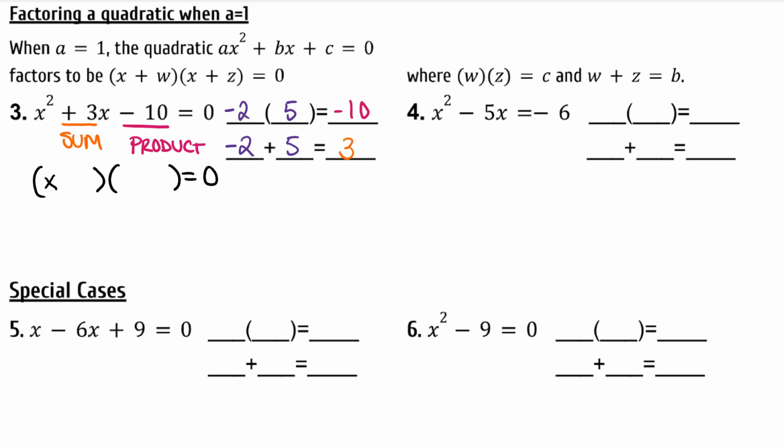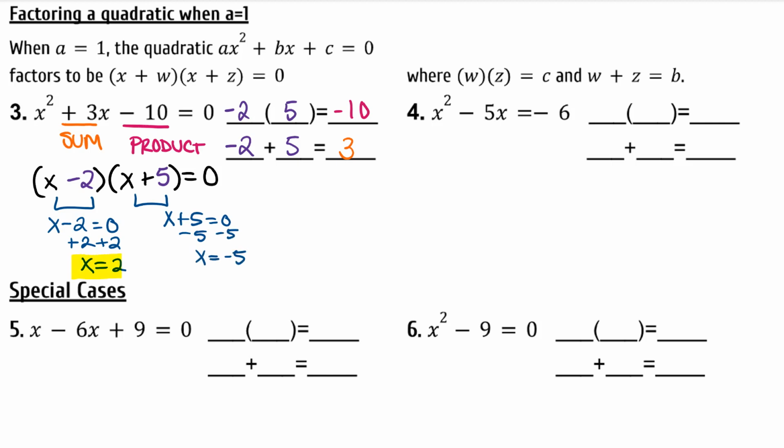Now you can factor to be x plus w and x plus z. Go ahead and use the zero product property to solve. So my solutions are x equals 2 and x equals negative 5. Remember, you can always check by plugging this in.